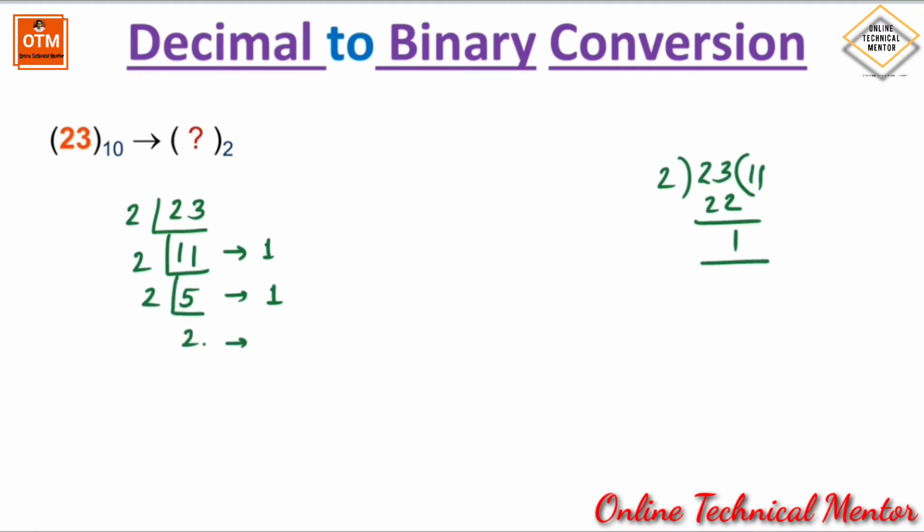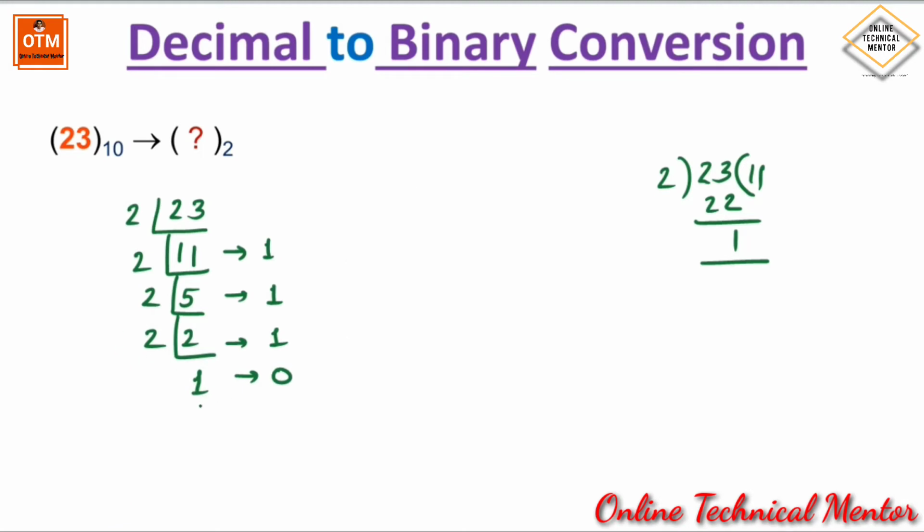Now 2 multiplied by 2 is 4. So 5 minus 4 is 1. Again divide this 2 by 2. 2 multiplied by 1 is 2, and it will give you a remainder 0. Now look, the quotient becomes less than 2. So just stop the division.